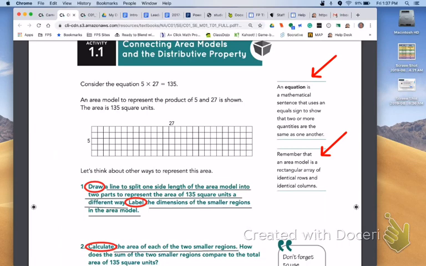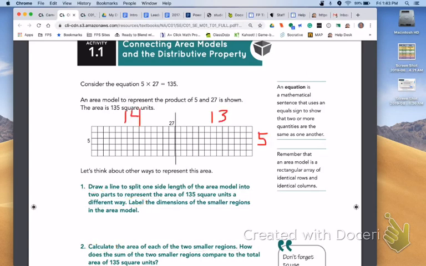Please turn to page 9, Activity 1.1, Connecting Area Models and the Distributive Property. Consider the equation 5 times 27 is equal to 135. An area model to represent the product of 5 and 27 is shown. The area is 135 square units. Let's think about other ways to represent this area. Please answer number 1 and number 2 with your groups.